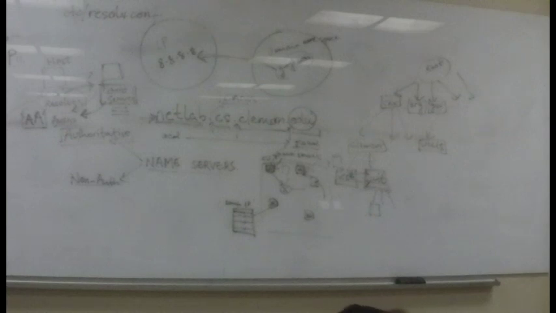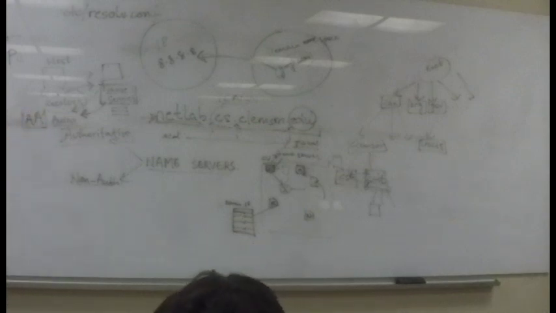So what did you say has an iterative or recursive? Oh yeah, I was going to get to that. Iterative and recursive are the two types of DNS requests that your host can send out.